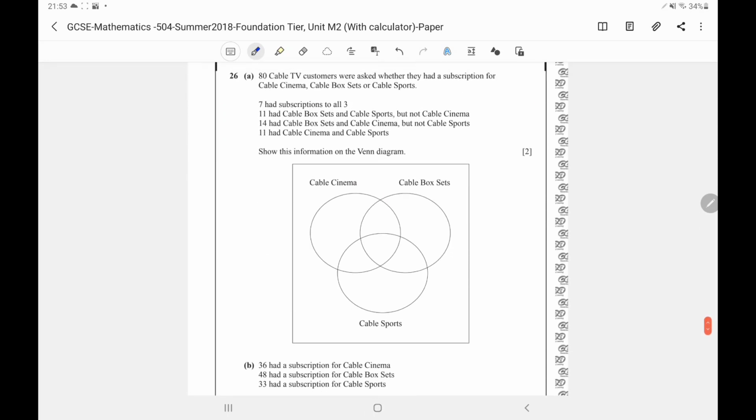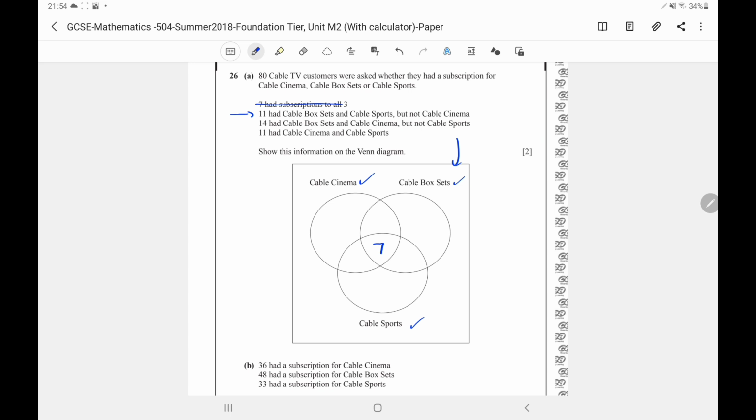Moving on, 26, Venn diagram. So we have to use all this information and put it into here. 80 cable TV customers were asked whether they had a subscription for one of these 3: cable box sets, cable sports, cable cinema. 7 had subscriptions to all 3. I'm going to put a 7 in there because that 7 is overlapped by all 3 circles. So that's done, first part.